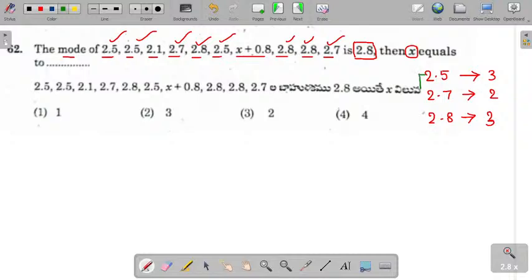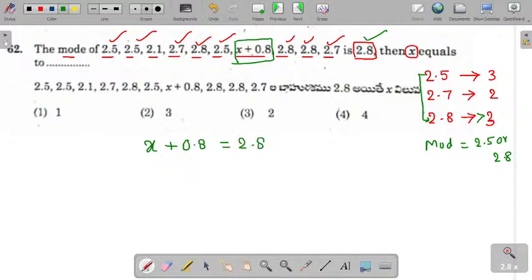So the mode should be either 2.5 or 2.8. But according to the problem, 2.8 is given as the mode. That means 2.8 should be repeated more than 3 times. More than 3 means this x plus 0.8 must be equal to 2.8. So x plus 0.8 must be equal to 2.8.